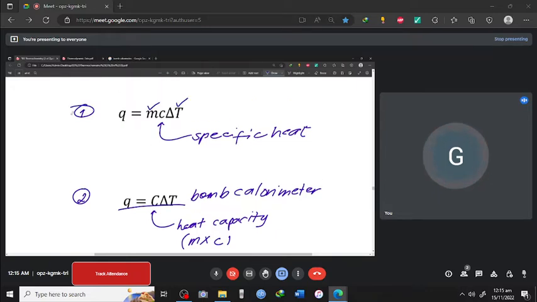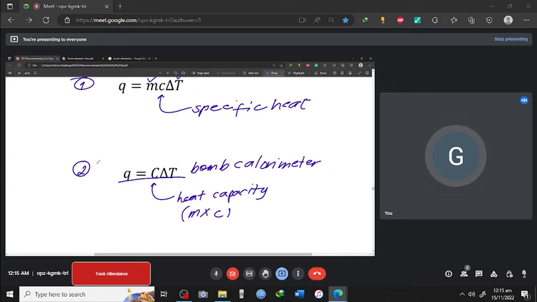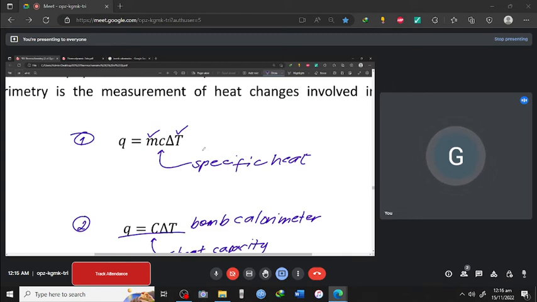So, ginagamit si equation 1 for smaller objects, no? So, you might be wondering kasi ano yung difference ng 2. So again, si equation number 1, ginagamit natin siya for smaller objects. Kaya kino-consider natin yung mass for this equation number 1. For equation number 2 naman, ginagamit natin to for bigger objects or yung malalaki yung timbang. Okay? And that's the reason why here we just simply use heat capacity, which is your mass multiplied by your specific heat.